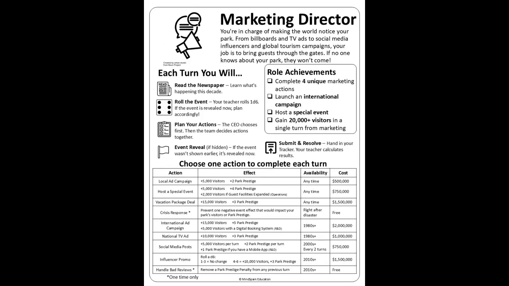Since the CEO has inspired the marketing director to do something big, the marketing director is going to host a special event. This works well with what the operations manager has chosen because this means that the marketing director also gets bonus visitors with their action.